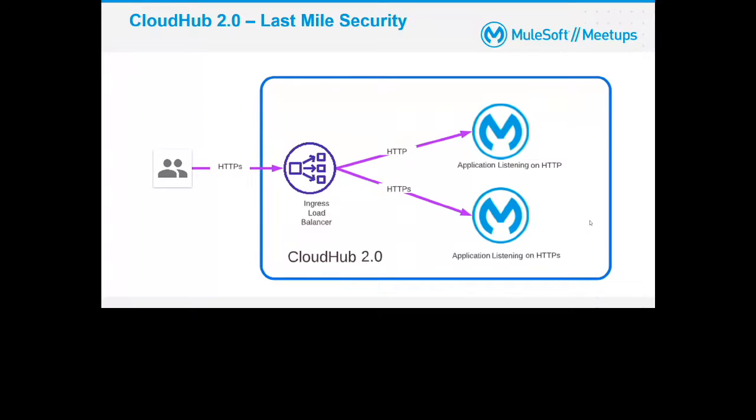So from public internet to your ingress load balancer, the traffic is always on HTTPS. I think this is one advantage, another advantage of CloudHub 2.0.